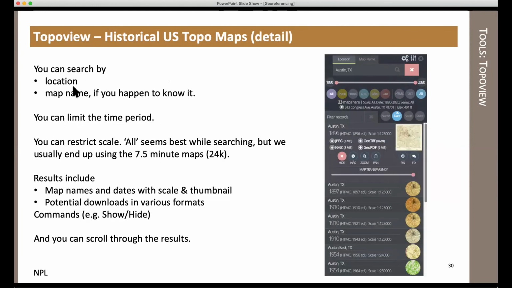So you can search by location. You can search by map name. Every once in a while that is useful, but again, rarely. Sometimes somebody will say this was on this particular map and it's an old map, and so it's possible to go dig it up.